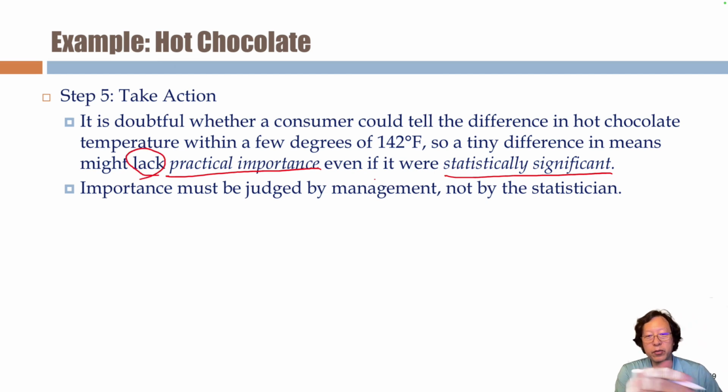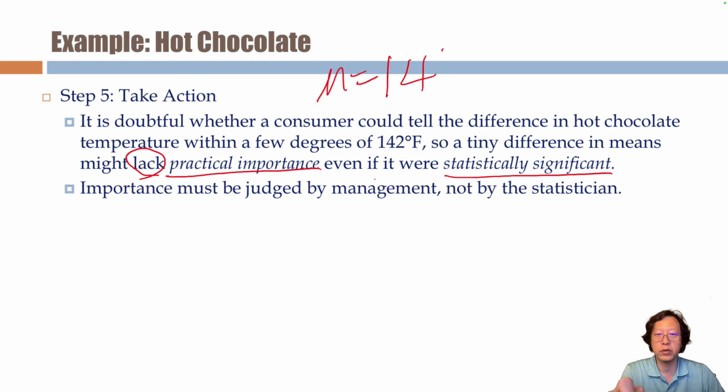So even though the true value is different, say 141 Fahrenheit, practically, can the consumer tell the difference or not? Of course, the practical importance is not important. So we should not take action.